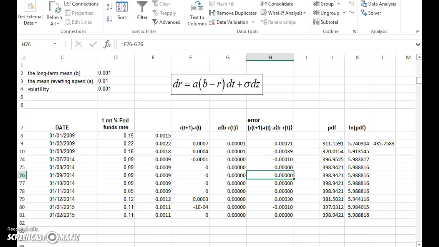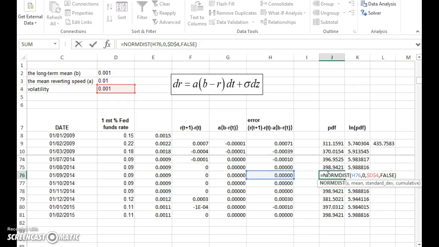So now we want to select the values, these values here, that minimize this error here between the two estimations. We set out the probability density function by using the NORM.DIST function here in Excel. We include the error term here, and the value we're trying to minimize. We're trying to minimize the error. We set the mean to 0. We include the standard deviation for the Vasicek model, and false for probability density function.